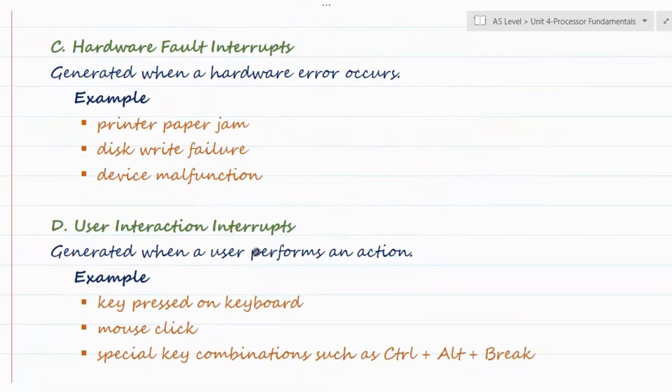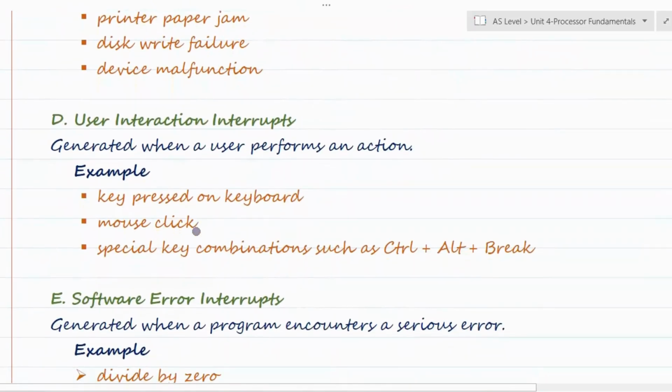Then we have hardware fault interrupts. These interrupts occur whenever a hardware error takes place. For example, a printer paper jam, a disk write failure, or any hardware malfunction. Such interrupts inform the CPU that immediate action is required. Then we also have user interaction interrupts. Whenever the user interacts with the computer, interrupts may be generated. For example, a key is pressed on the keyboard, a mouse is clicked, or a special key combination such as Control Alt Delete is pressed, right?